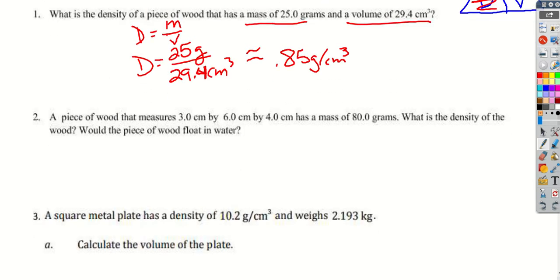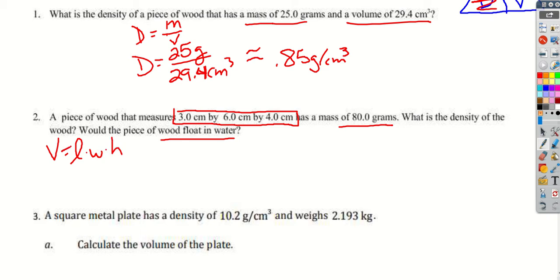Number two, a little different than number one. They don't actually give us the volume. We have to go calculate it. So for this piece of wood, we want to know what's the density and then would it float. To float, it does if it's under a density of 1 gram per cubic centimeter. So we'll take a look at this. So our volume is going to be length times width times height for this prism. So it's 3 centimeters times 6 centimeters times 4 centimeters. So this comes out to be 72 cubic centimeters for the volume.